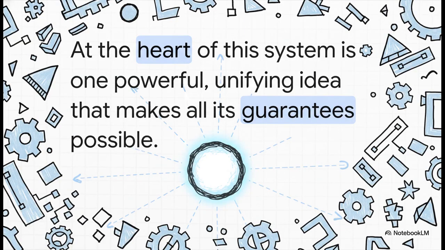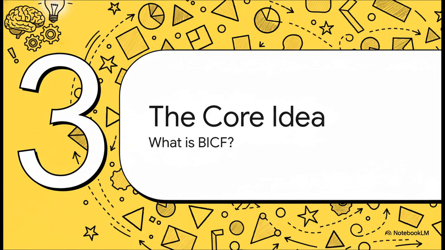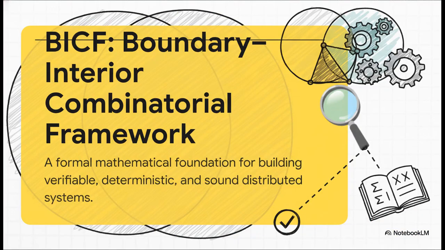But running through all these layers, there's this one single, really powerful idea that ties it all together. It's the philosophical core that makes all of this possible in the first place. And that core idea? It's called BICF. Yeah, it's an acronym, and it might sound a bit technical at first, but trust me, the concept behind it is actually pretty elegant once it clicks. So BICF stands for Boundary Interior Combinatorial Framework. The big thing to remember here is that it's a formal mathematical foundation. It's basically a rule book for how to design systems so that they are verifiable just by their very nature.